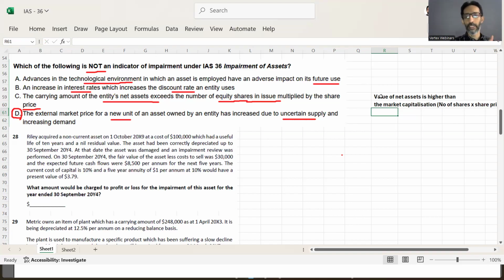We're going to compare them with the value of the assets because there has been an indication. There might be no impairment, but since there is an indication, we need to carry out the review. Excellent. So I hope this is clear. There is no confusion now. So I am moving on to the next one here. This is a numerical question that we're dealing with now.